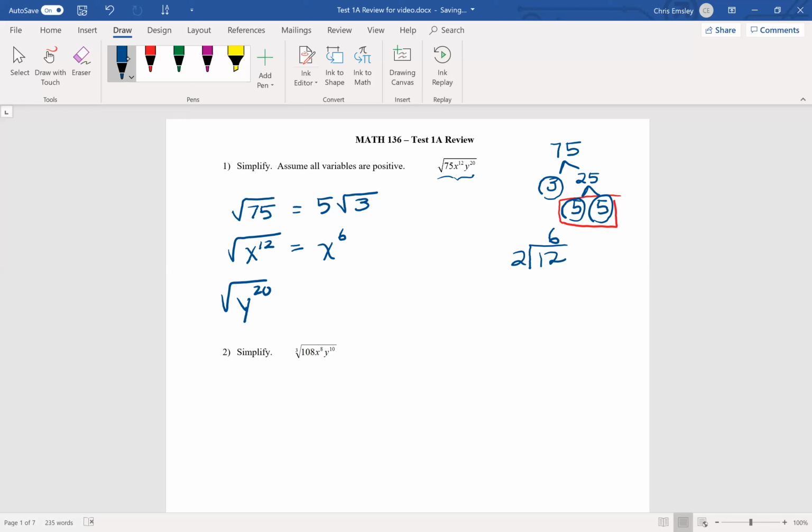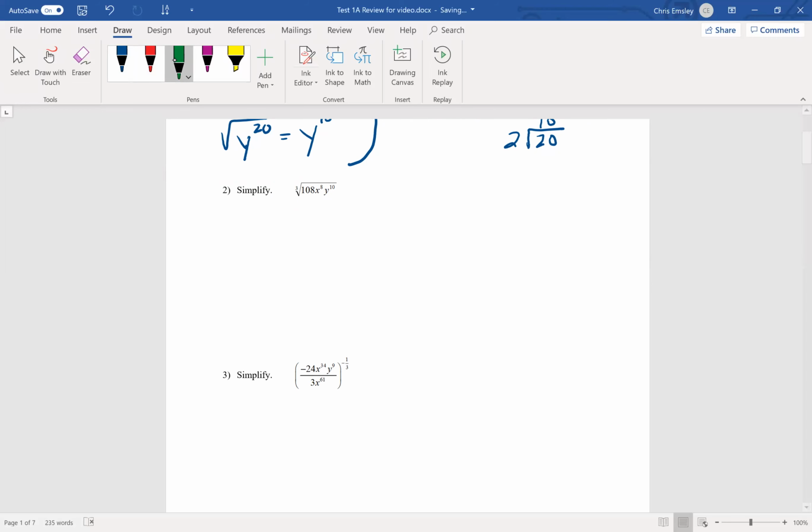Okay, our next one, we are simplifying another radical. This one is a cube root instead of a square root. So we're going to start again by making a factor tree for 108. 108 is 2 times 54. And you can use a calculator to help you with this if you need to.